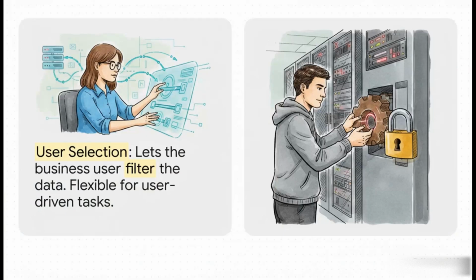Now, back in that second step, you have to make a really crucial choice. Is the data selection going to be flexible, or is it going to be fixed? User selection is awesome because it empowers business users to filter the data themselves every time they run it. Fixed value, on the other hand, hard codes the criteria. That's perfect for those standardized, recurring jobs that always need to do the exact same thing.